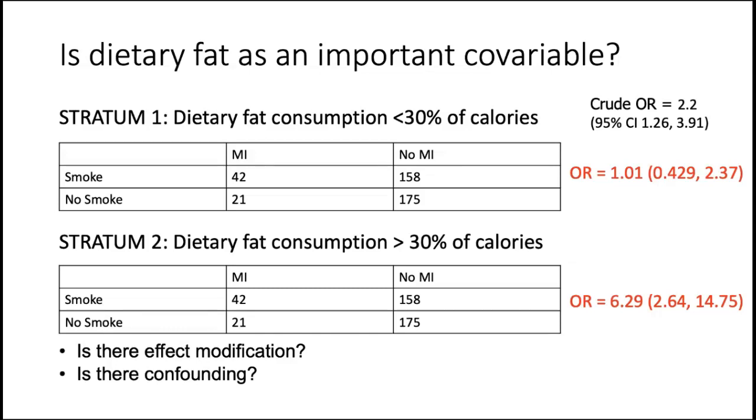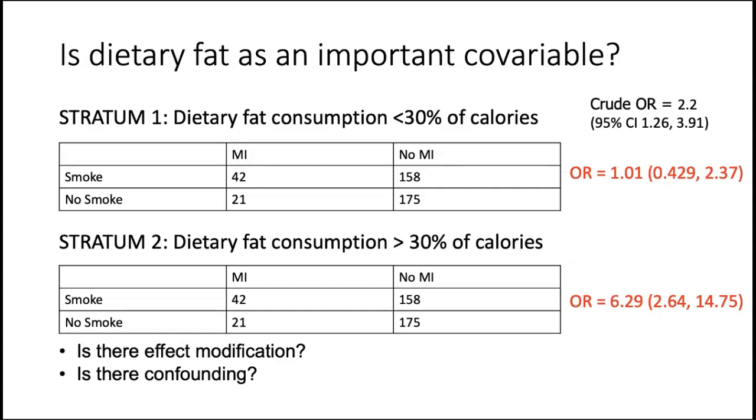However, I see that there is definitely an association in strata 2, those who consume high amounts of dietary fat. If I look at the results displayed on the right side of the screen, I can see that there is an association because my results are statistically significant. So I would say there is an association among those who consume high amounts of dietary fat, and I would describe that relationship as positive. I can see that my odds ratio is 6.29.